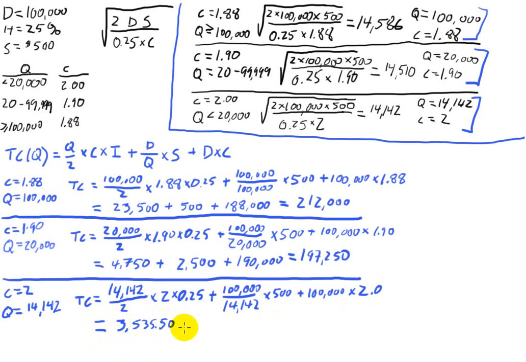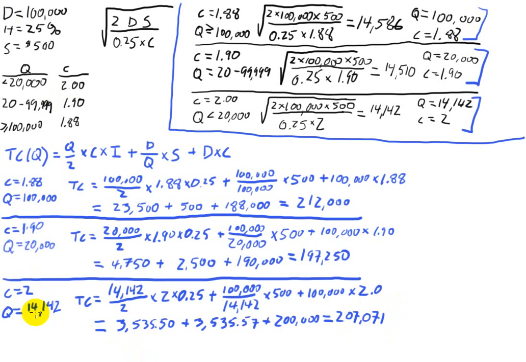So, looking at what we get here, we have 14,000 divided by 2 times 25, we get $3,535.50 as the holding cost, and then as the ordering cost, we get $3,535.57. And then for the cost of the goods, we get 100,000 times 2. Gosh, I don't know what that is. Yes, it's 200,000. So we get total costs of 207,071.